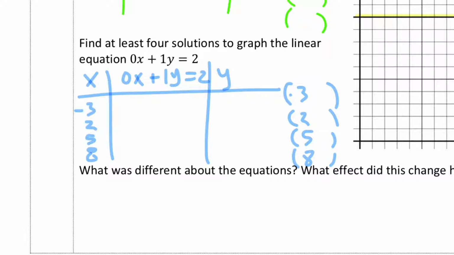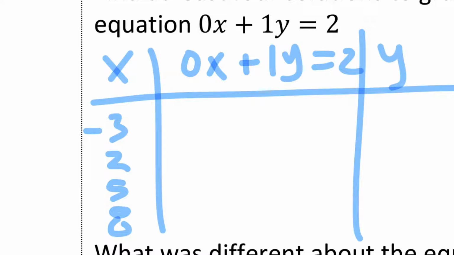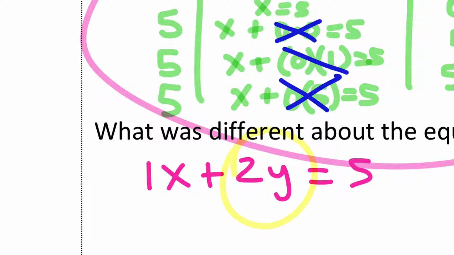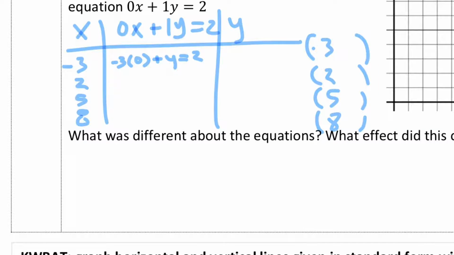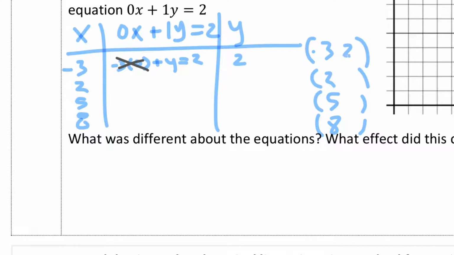So if I'm plugging in -3 for x, then I know I'm doing -3 times 0 plus y equals 2. That's zoomed out for you, I'm sorry. And we should also know that anything times 0 is 0, so we end up with just y equaling 2. So I have this point, (-3, 2).